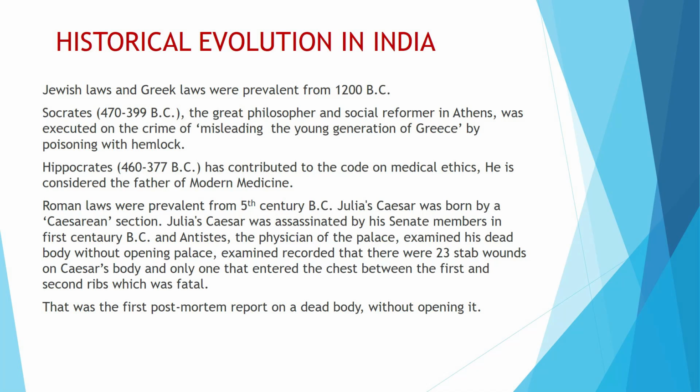Roman laws were prevalent from the 15th century BC. Julius Caesar was born by the Caesarean section. After Caesar's assassination in the 1st century BC, his physician Antistius was assigned by the Senate members, and he examined the dead body without opening it. He recorded that there were 23 stab wounds on Caesar's body and only one that entered the chest between the first and second rib was fatal. That was the first post-mortem report on a dead body without opening it.